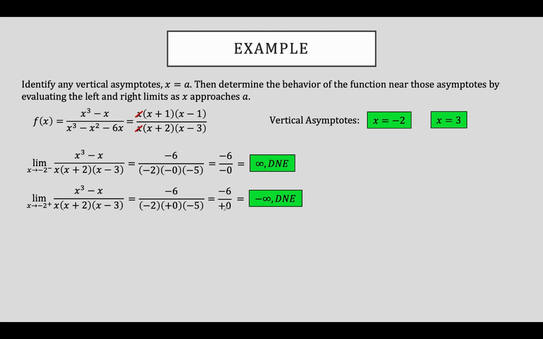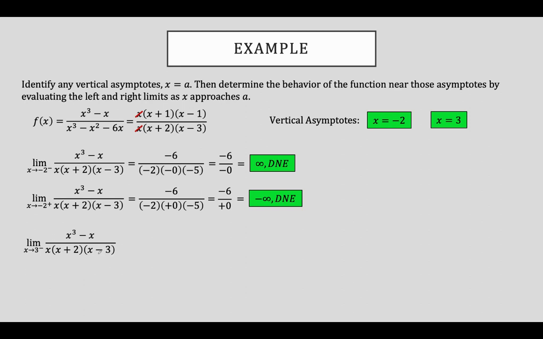Now let's look at our next vertical asymptote. The limit as x approaches 3 from the left. Well, we begin our direct substitution. We plug in 3 into the numerator. 3 to the third power. That's 3 times 3, which is 9, times 3 is 27, minus 3. That gives me 24 in the numerator, divided by, my first factor is going to give me a 3 when I plug in 3. 3 times 5 times 0.